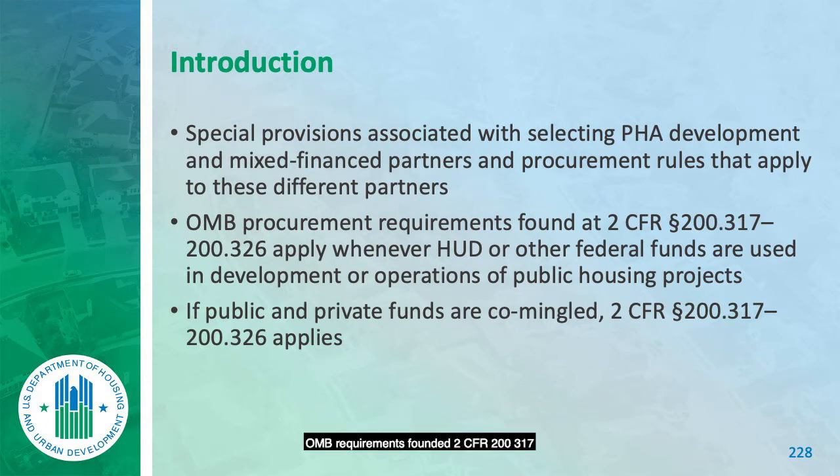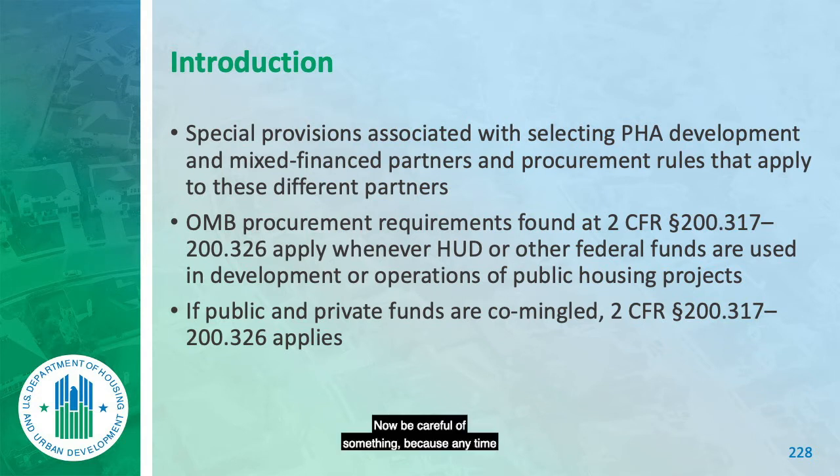OMB requirements found at 2 CFR 200.317 through 326 apply to the developer whenever HUD or other federal funds are used. So remember, anytime you have federal funds in a project, the procurements are going to apply to 2 CFR 200.317 through 326. Do any of you have developers? Well, only if they're going to retain a developer. If public and private funds are commingled, 2 CFR 200.317 through 326 applies.